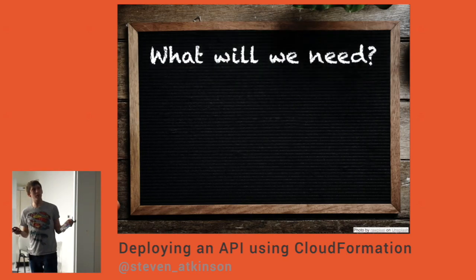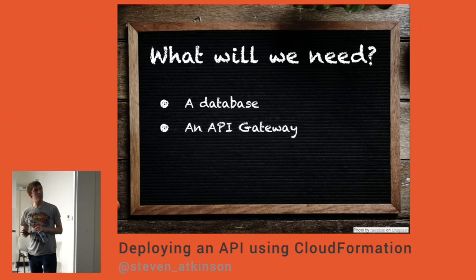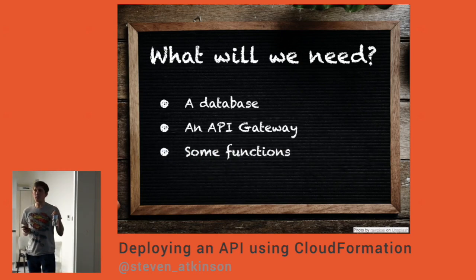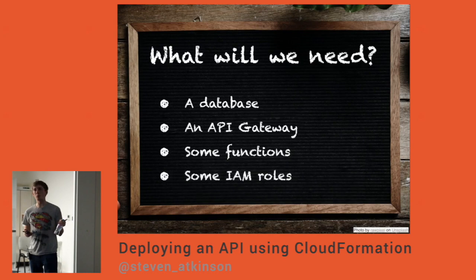So what are we going to need? We're going to need a database somewhere to store our questions. We're going to need an API gateway, so we have routes to hit so we can get responses back. We're going to need some functions to attach to that API gateway so it knows what to do when you hit that route. And we also need some IAM roles to allow our functions to talk to whatever they need to get data.